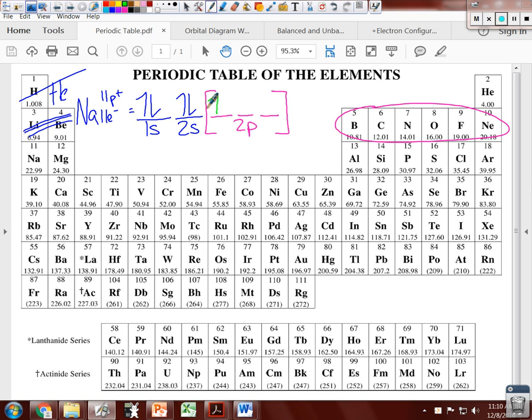The second part of Hund's rule states that if they are by themselves in the same energy level, they must all have the same spin. What I'm fixing to do, they have to have the same. So it's going to be up, up, up.